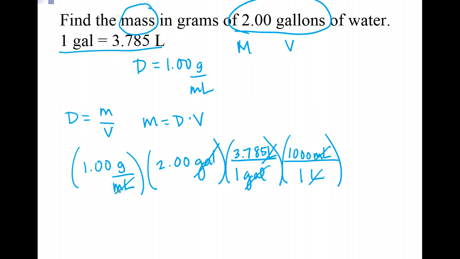So on your calculator, if we take 1 times 2 times 3.785 times 1,000, we should get 7,570 grams. And our given information, 2.00 gallons, had 3 sig figs, and 7,570 also has 3 sig figs. So that would be a correctly reported answer.